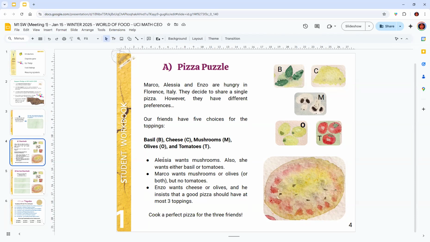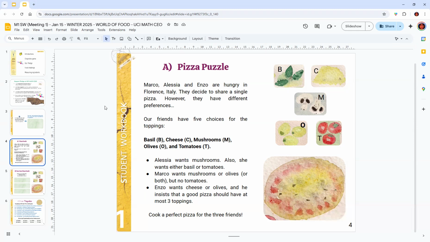Here are the clues. Alessia wants mushrooms. Also, she wants either basil or tomatoes. Marco wants mushrooms or olives, or both, but definitely no tomatoes. Finally, Enzo wants cheese or olives, and he insists that a good pizza should have at most 3 toppings. Cook a perfect pizza for the 3 friends.